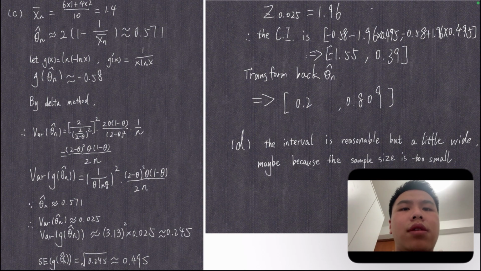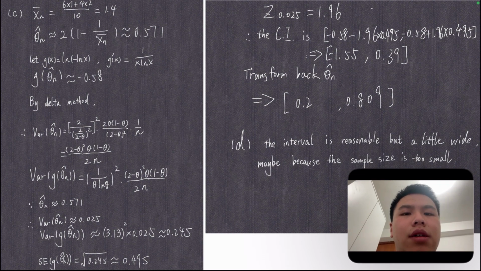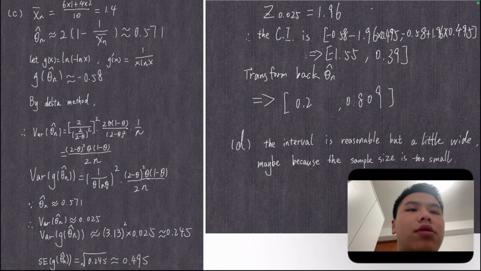By using the delta method, we find the variance of theta n hat, and we also find the variance of g of theta n hat. We get that theta n hat is approximately 0.571, the variance of theta n hat is approximately 0.025, and the variance of g of theta n hat is approximately 0.245. By some formula, we get that z of 0.025 is 1.96, and then we can use this data to find out the interval shown on the slide.